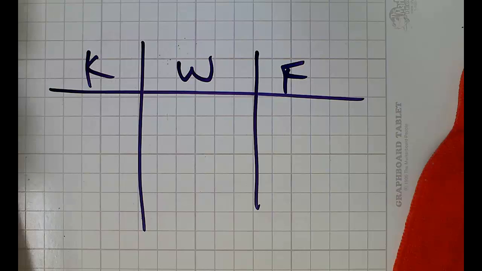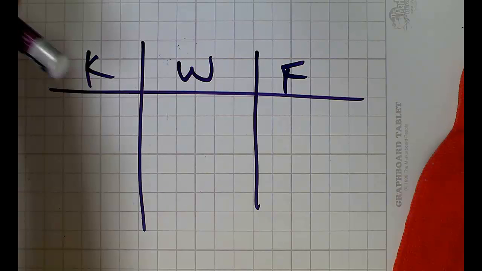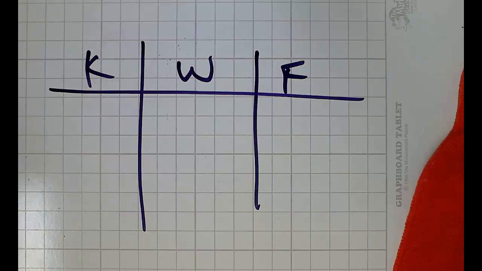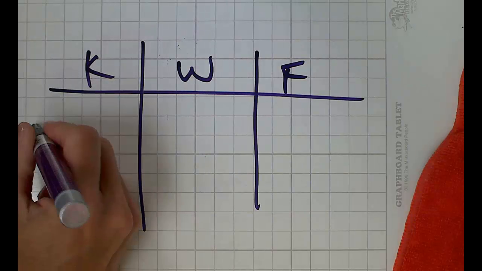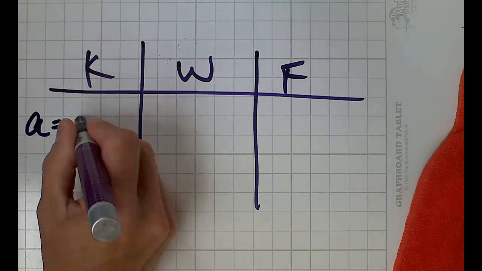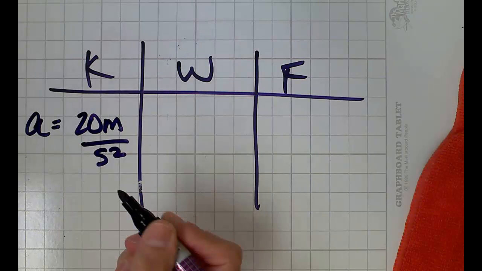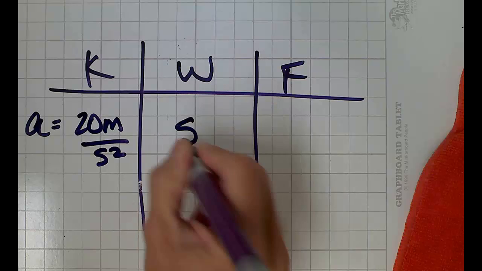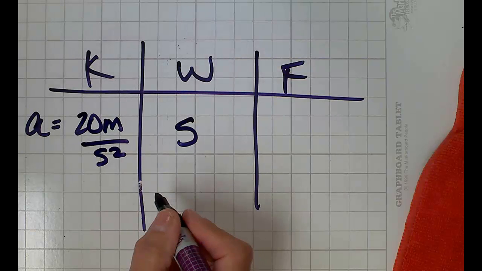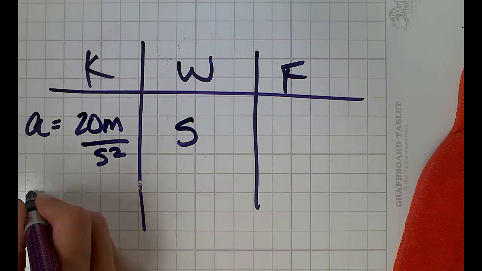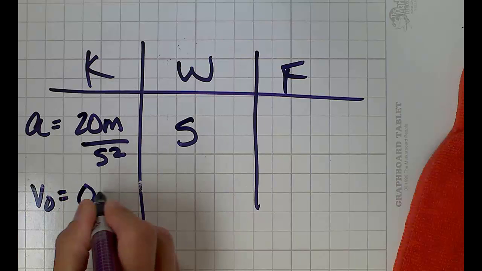Okay, so here's another example. On a distant planet, a free-falling object has an acceleration of 20 meters per second squared. Well, they tell me that's an acceleration, 20 meters per second squared. Calculate the speed, so I want to know speed, of an object dropped from rest. So that tells me my initial velocity is 0.